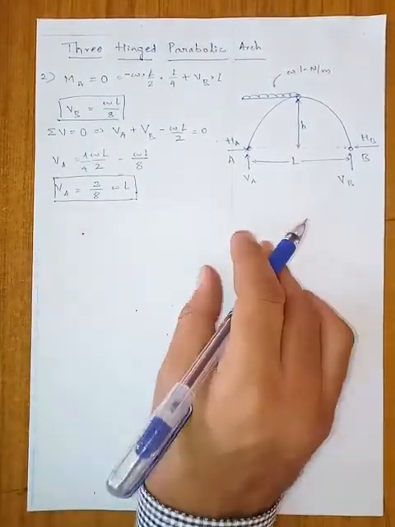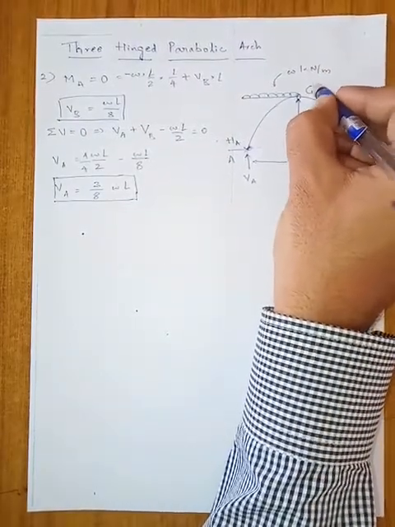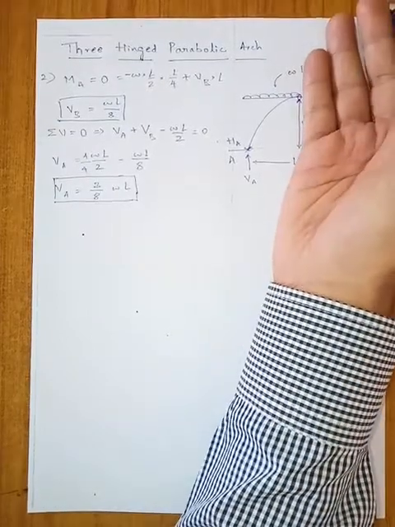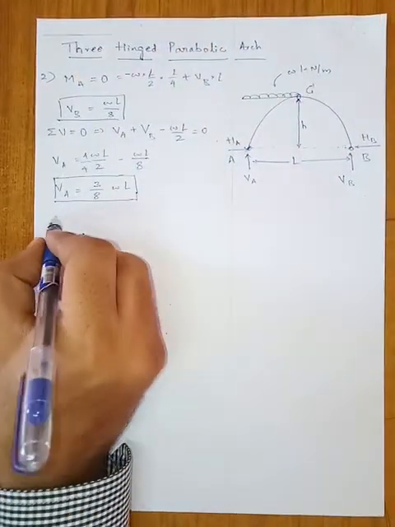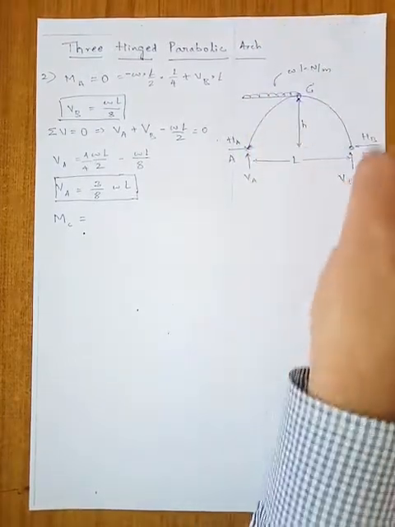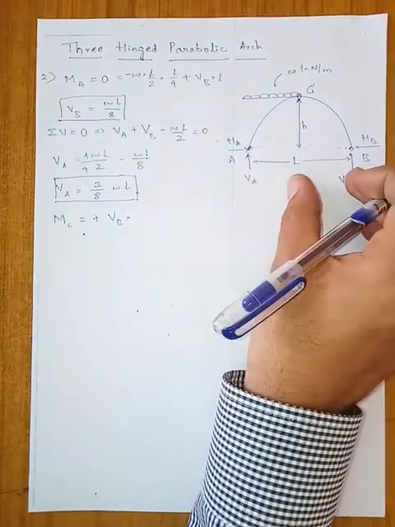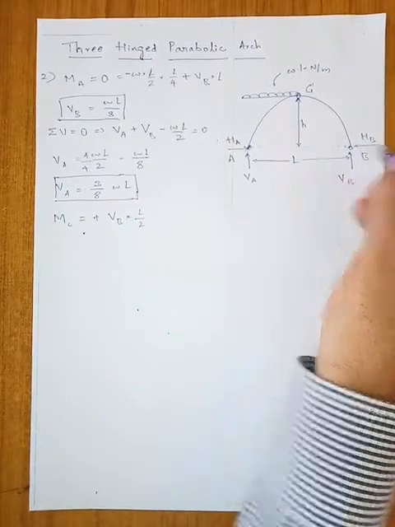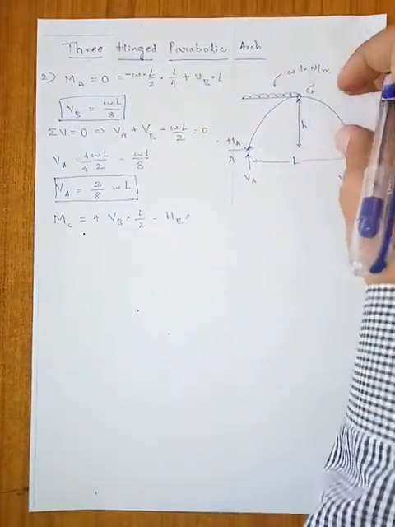Now to find the horizontal support reactions, the usual method is to take the moment at the crown. Since this is a hinge, the moment will be 0. You can consider either the left side of the section or the right side of the section. I will consider the right side. Moment at C: what are all the forces? VB, upward or anti-clockwise, positive. VB, the horizontal or perpendicular distance is L by 2, so VB into L by 2. HB, clockwise, negative, minus HB into, what is this distance? H.